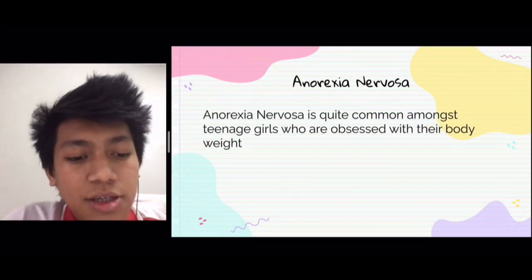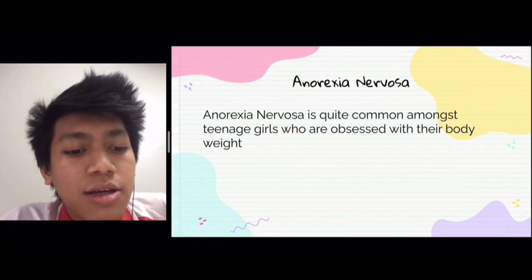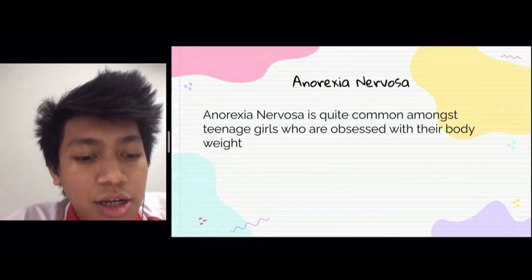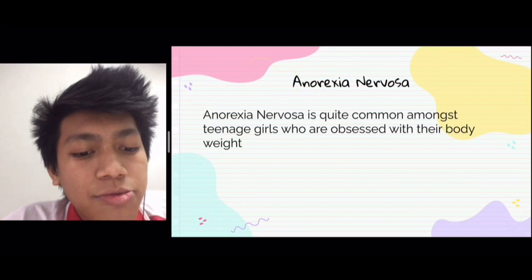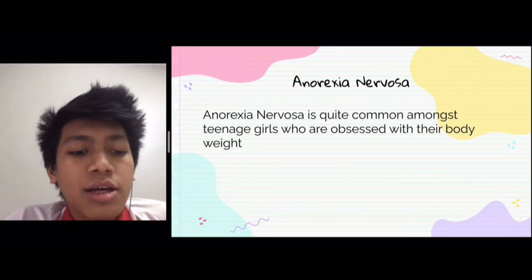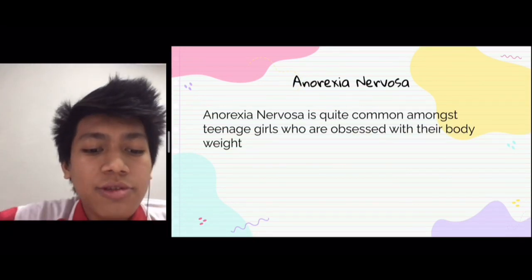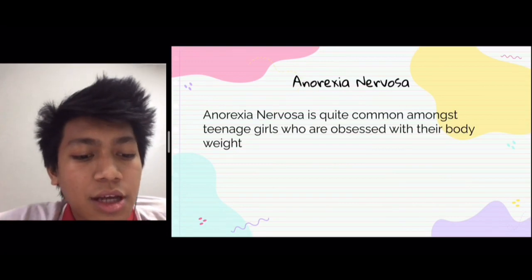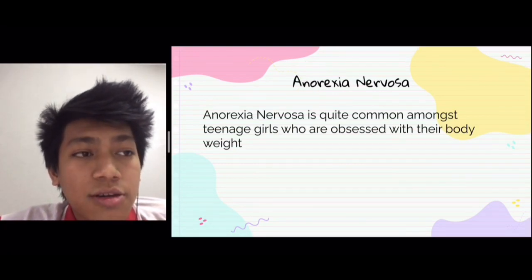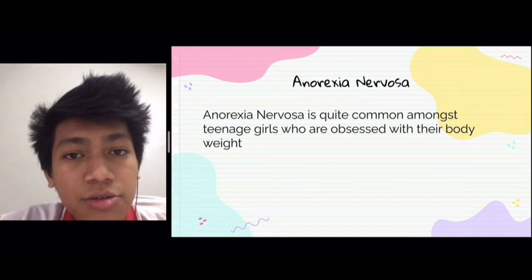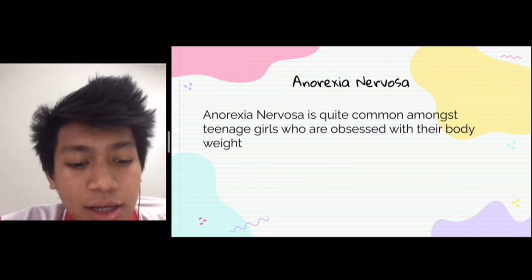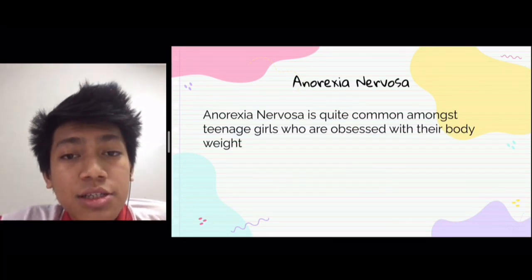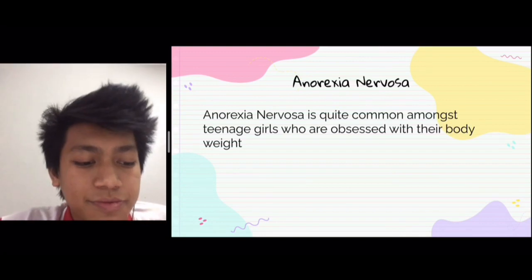Anorexia nervosa is quite common amongst teenagers who are obsessed with their body weight. Anorexics will avoid food to achieve their ideal body weight. They also suffer from psychological problems and nutrient deficiency because their normal digestive system is affected.